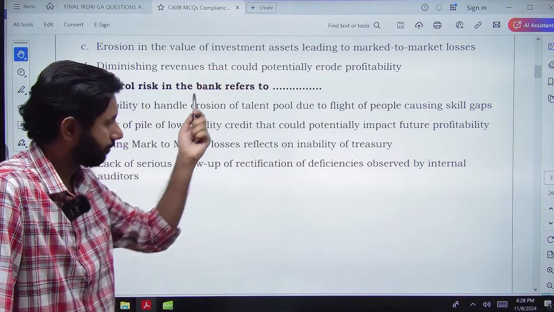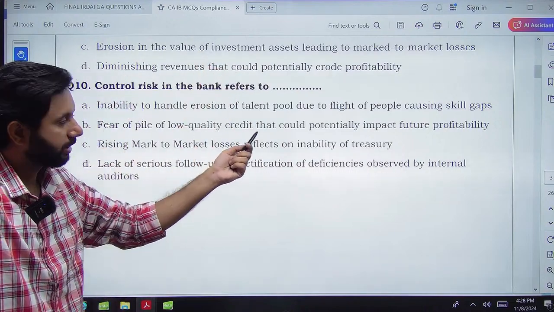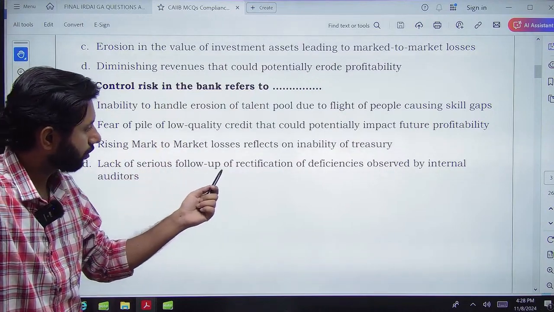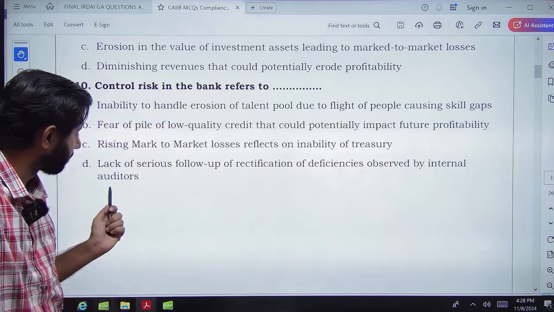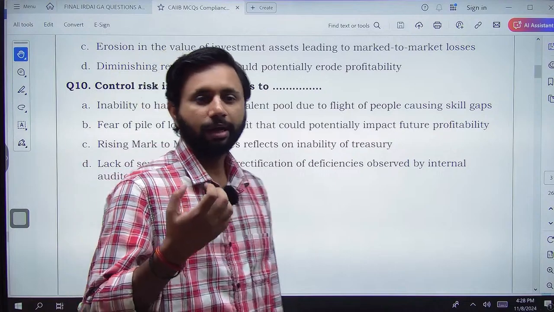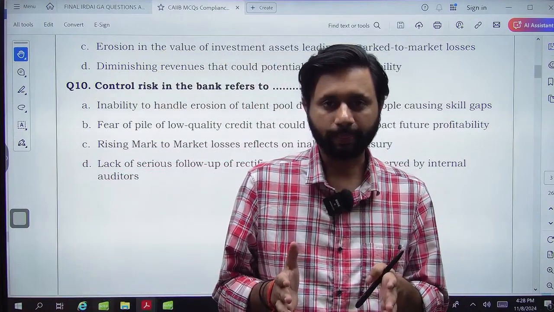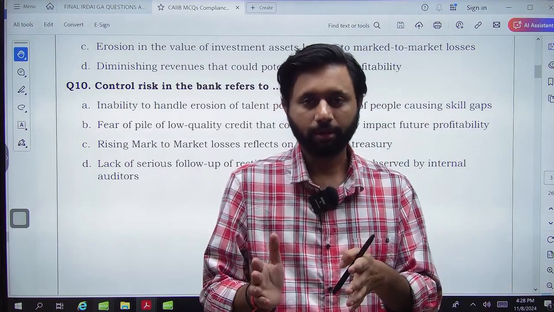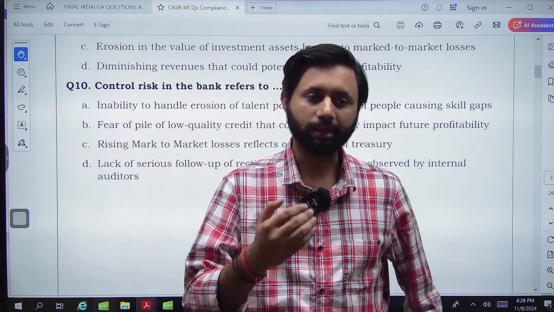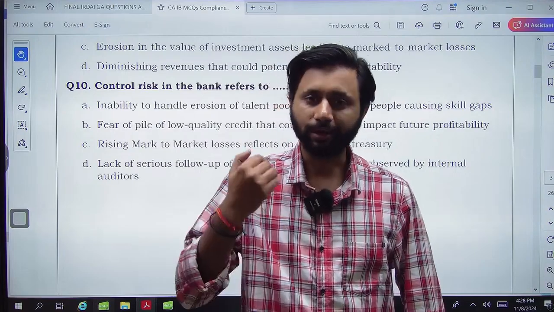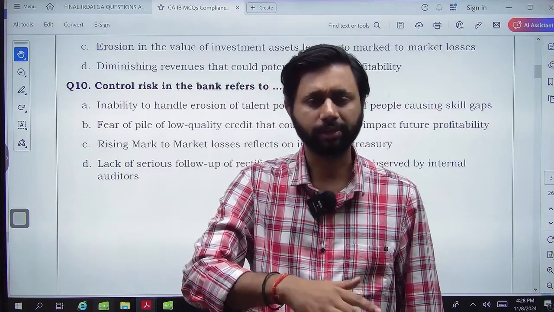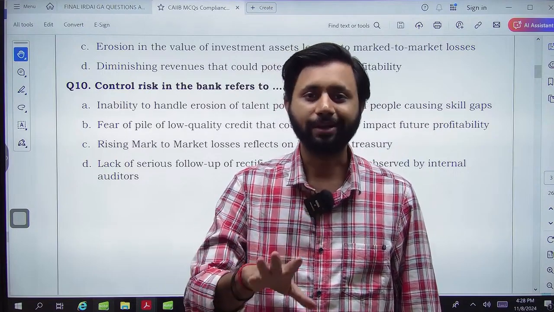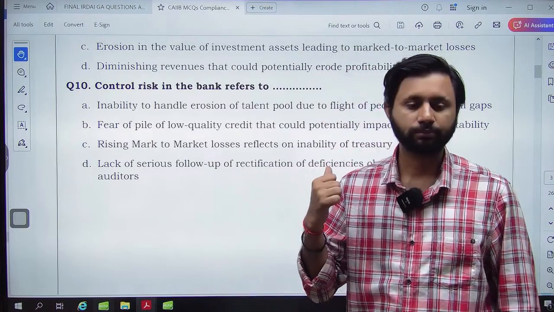In context of control risk: inability to handle erosion of talent pool, ये आपका पीपल रिस्क था. Fear of pile of low quality credit, credit risk. Rising mark-to-market losses, market risk. Lack of serious follow-up of rectification of deficiencies observed by internal auditors. तो कंट्रोल क्या होता है? Control is basically that you are maintaining the control of the standards that you have maintained for your operations. तो उसमें आपका constant check होता है कि जो भी काम हो रहा है सही तरीके से हो रहा है कि नहीं हो रहा, and that is the responsibility of auditors, whether internal or external. अगर वही deficiency आ रही है तो that means your control operations are at risk, which is known as control risk. So I hope this is clear.